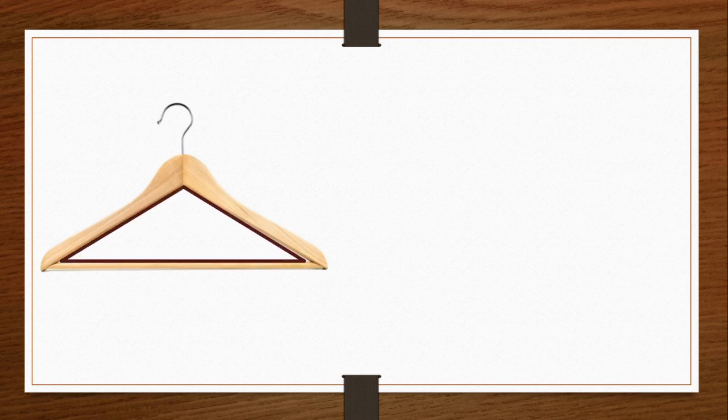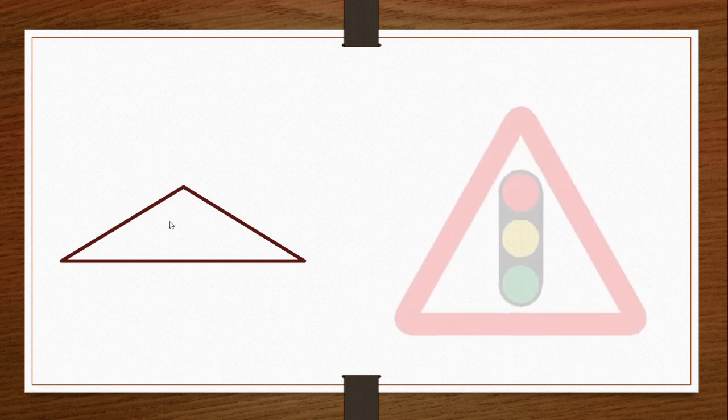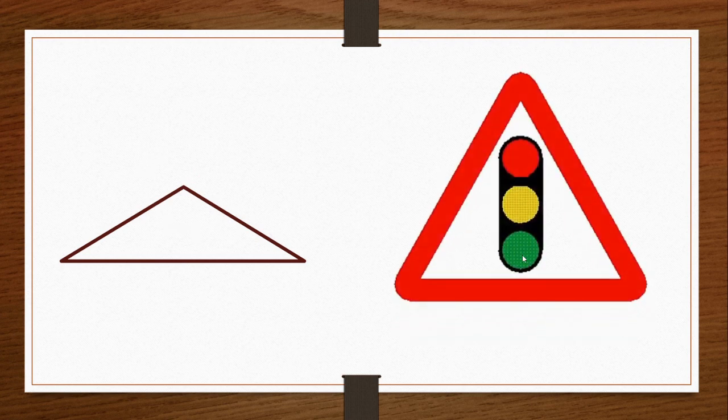Right? Okay. Now I will remove this hanger. I got this figure. Okay, one more we will take. Yes, you know this. You have seen this on the roads, isn't it? This is called traffic signal symbol or traffic signals. Correct? Now here also we will trace the edges.